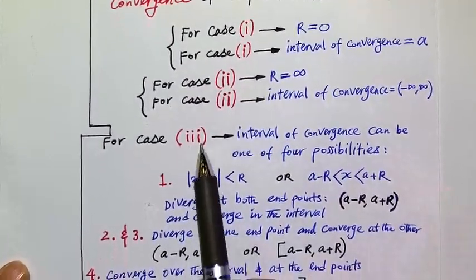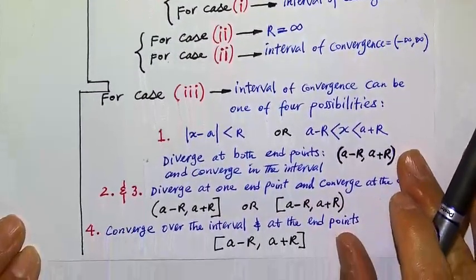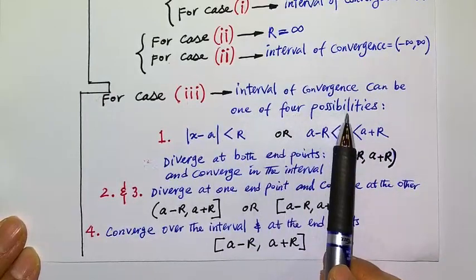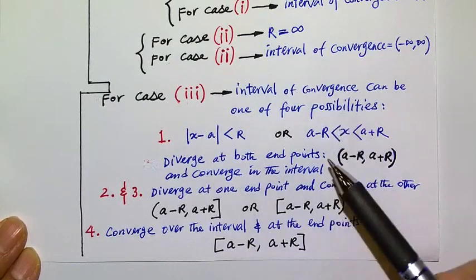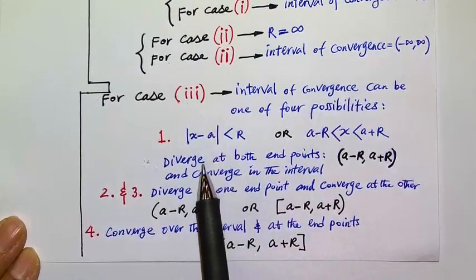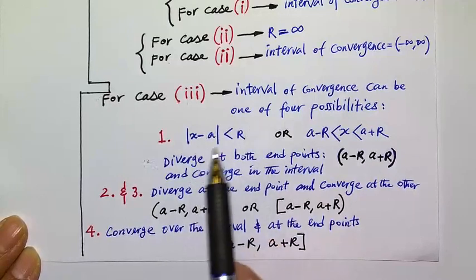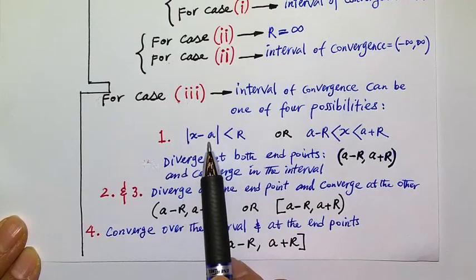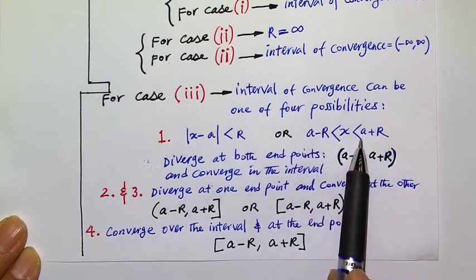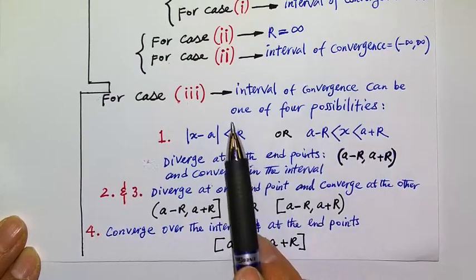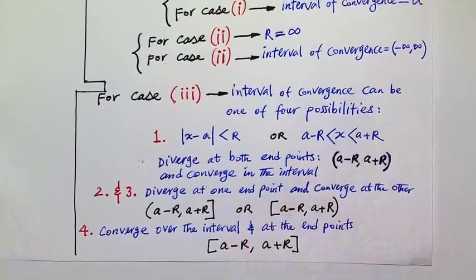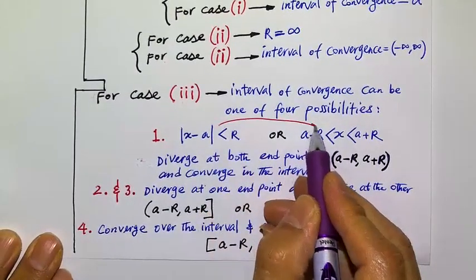Okay. For case 3, as I said, this is the most common case we will have. For case 3, the interval of convergence can be one of 4 possibilities. So we have to do quite a bit of investigation when we have this case, which is 80% of the cases. So one possibility is that the absolute value of x minus a is less than some constant, or we can write it as that. So the power series is going to converge over this interval, which is the same thing as that.